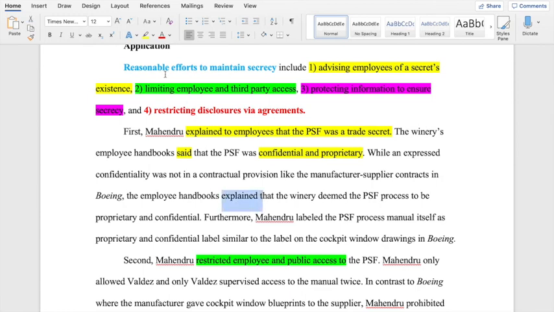Explained, proprietary and confidential, labeled, proprietary and confidential. So look for the ways you see that topic echoed throughout the paragraph and how substantively the writer has stayed on one topic in the paragraph.